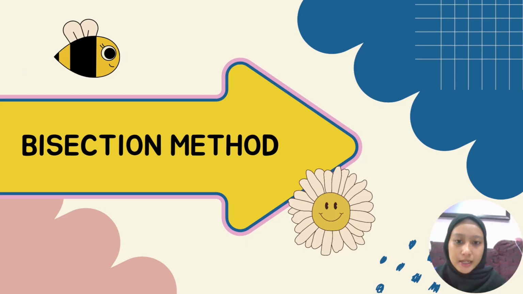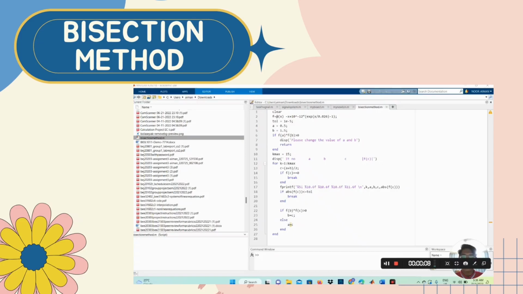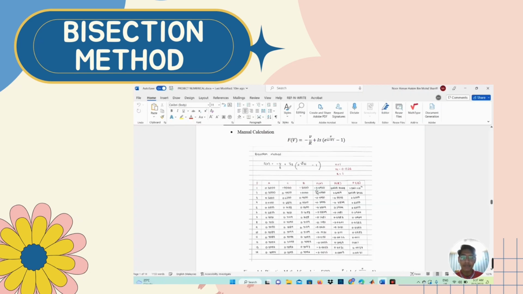The first part is the bisection method, and Aima will explain the simulation of the bisection method. For the simulation of the bisection method, this is the coding and this is the manual calculation. Based on the question, we got the equation f(V) equal to negative V over R plus IS exponent V over N VT minus 1. And this is the manual calculation that we got.